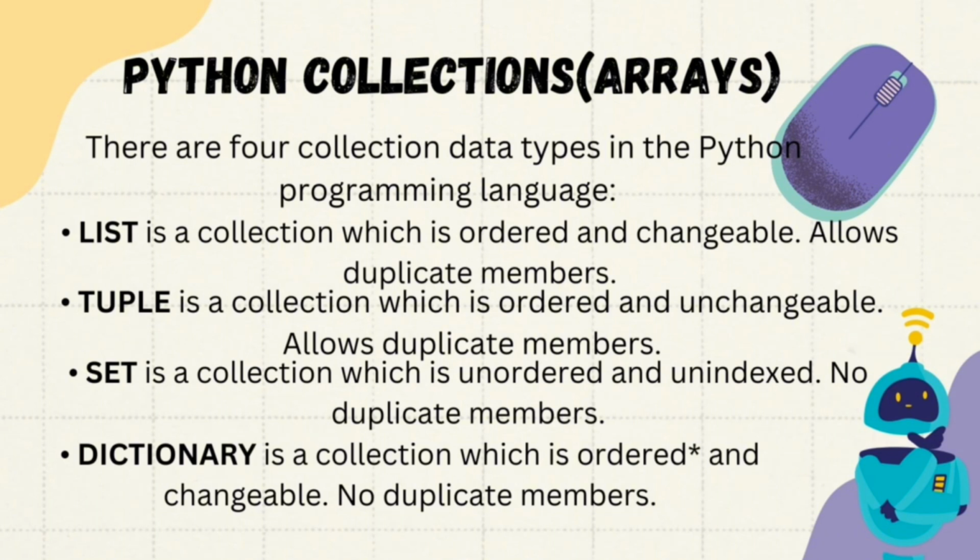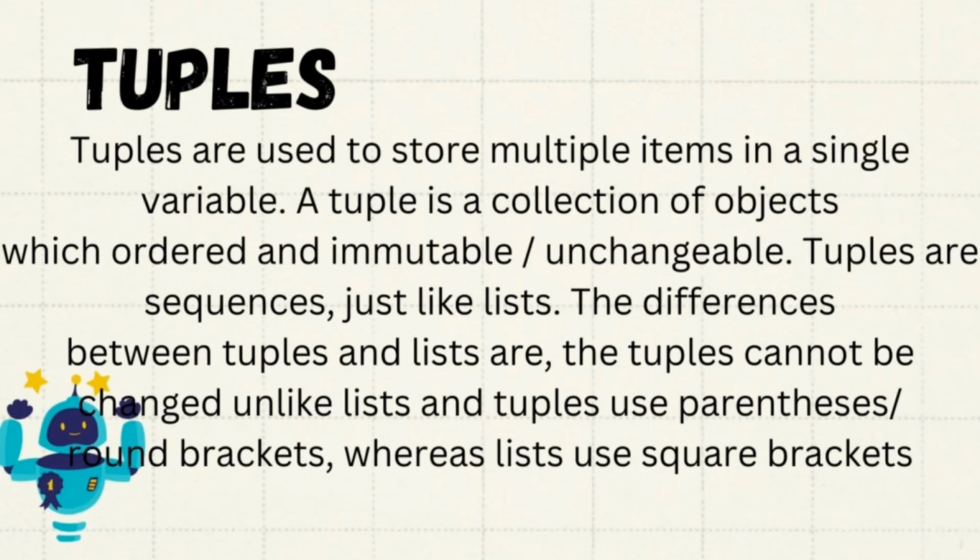Second is tuple. A tuple is an ordered, unchangeable collection that allows duplicate elements. The third is set. A set is an unordered, unindexed collection that does not allow duplicate elements. Fourth, dictionary. A dictionary is an ordered collection of key-value pairs that does not allow duplicate keys. Dictionaries maintain insertion order.